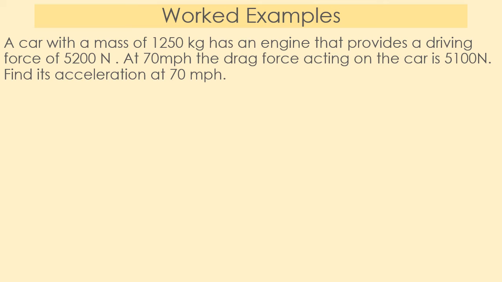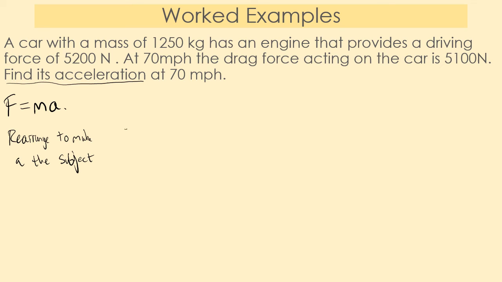This question may look a bit scary, but you've got all the tools to do it. So we're going to start off by going, right, what do I know? I know my equation, F equals ma. So I know that already. I'm going to rearrange to make A the subject, because that's what I want to find. I want to find the acceleration. So that will give me A equals F divided by m. It's just a simple rearrangement.